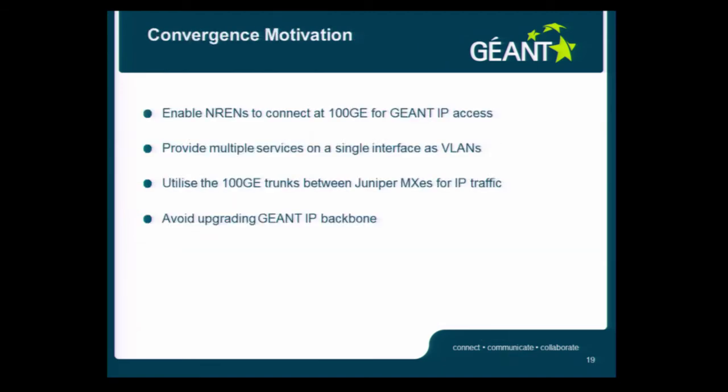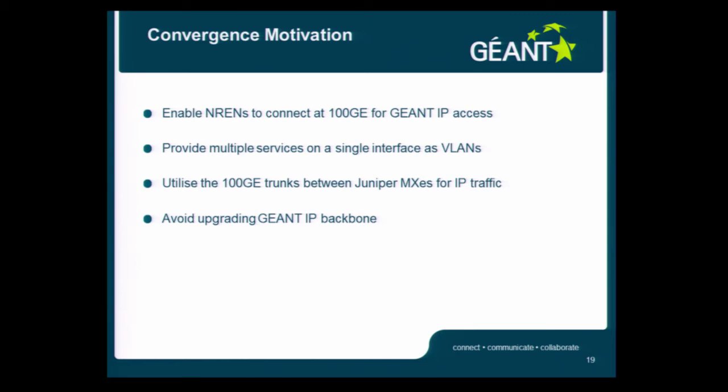So we wanted to use 100 gig. We wanted to enable NRENs to connect at 100 gig for Giant IP access. The only way we could do that is connect T series using 100 gig as well, or connect the NRENs to the MX. But if we do that, then there are 2 separate networks that run independently, with different trunks for both. Upgrading the Juniper T series to 100 gig was very expensive, and still is.